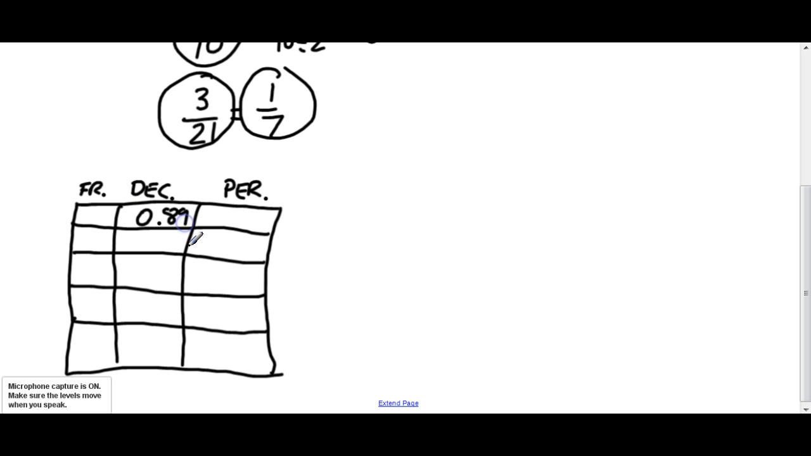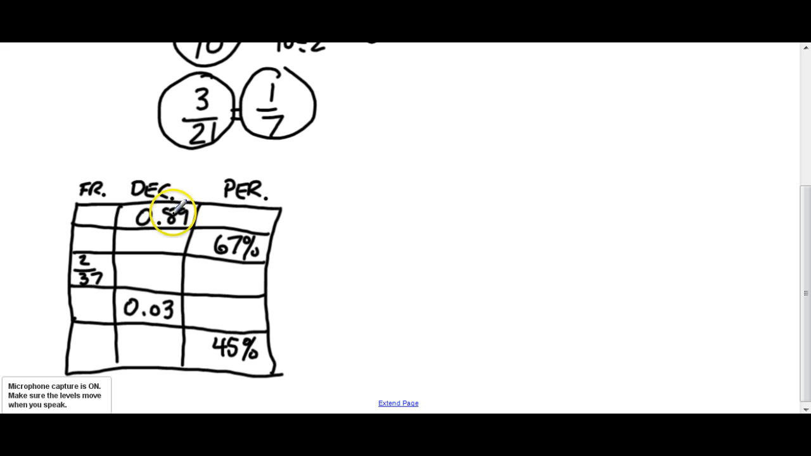Okay, so I'm just going to fill in some numbers. Let's say in this column I have 0.89. Here I have 67%. Over here I have 2 over 37. Over here I have 0.03. And over here I have 45%. So our goal here is to fill in, from one of the numbers given to us, what the others are. If we're given a percent, what is 67% as a decimal and as a fraction?